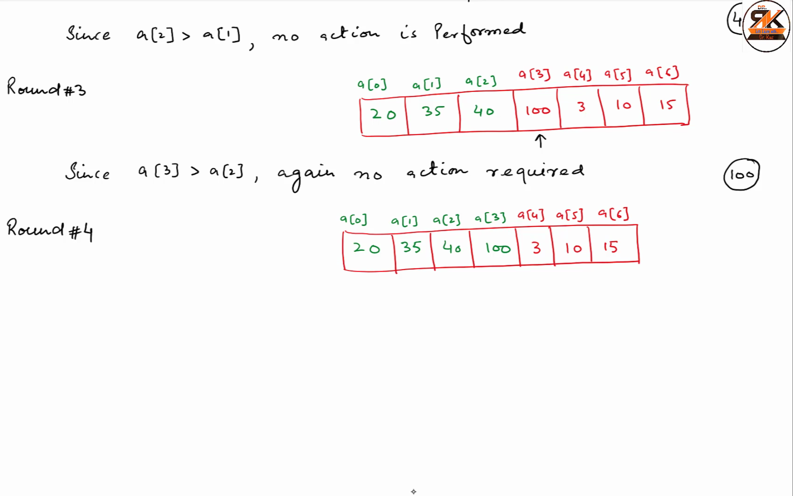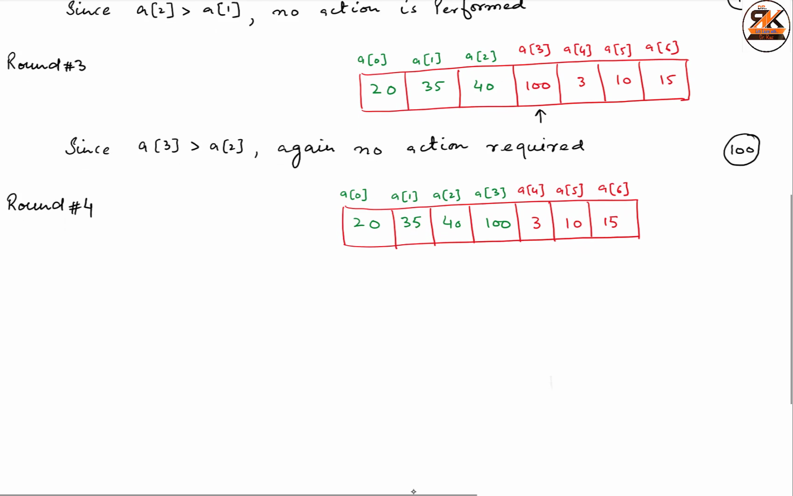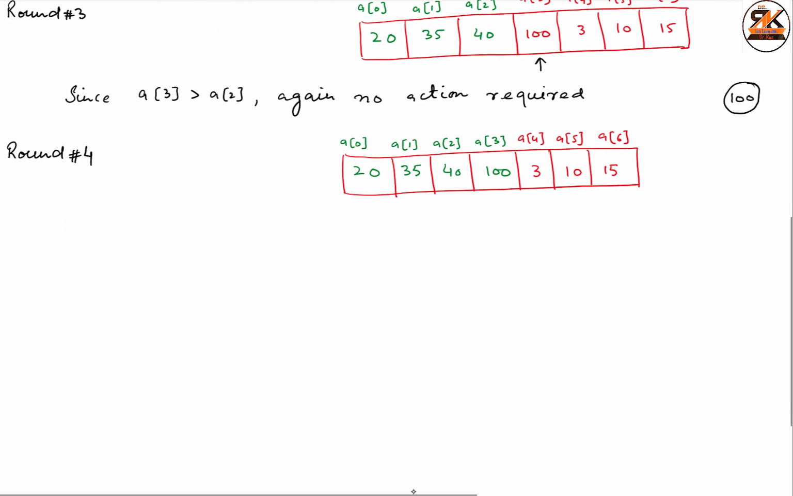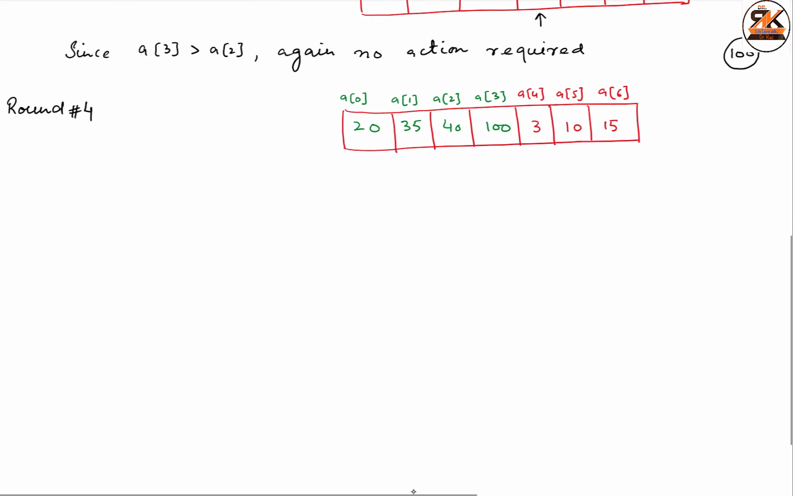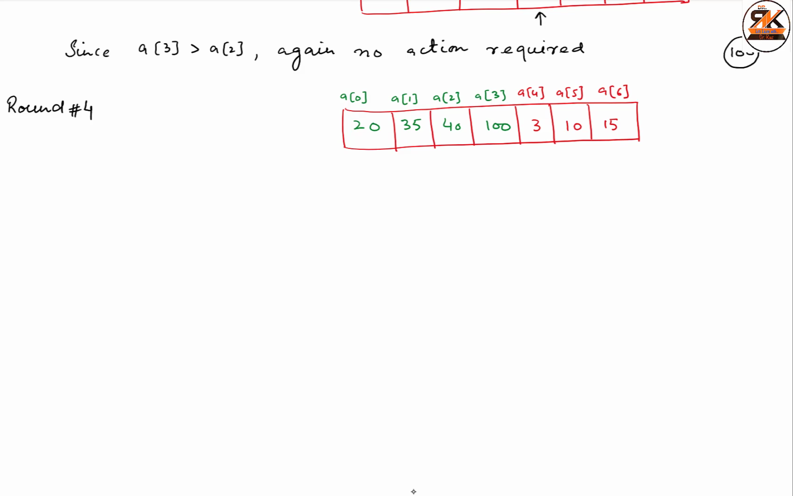The elements that I am showing in the green color are also called the sorted sublist, and the elements which are in the red color are considered to be the elements that we have to sort by using this insertion sort algorithm.